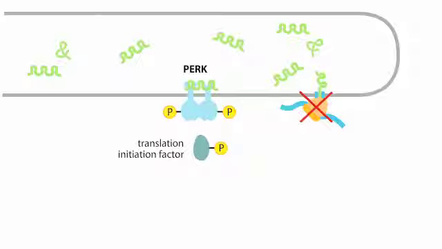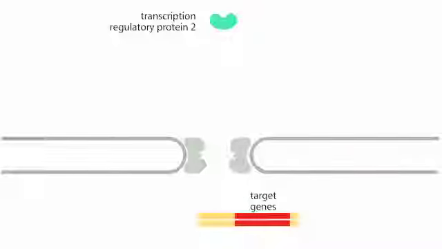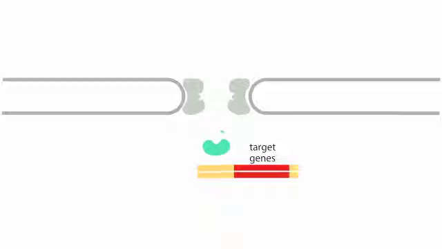Second, it increases the production of a specific transcription regulator that is, counterintuitively, preferentially translated when translation initiation factors are scarce. In the nucleus, this transcription regulator helps activate the transcription of genes encoding proteins active in the unfolded protein response.